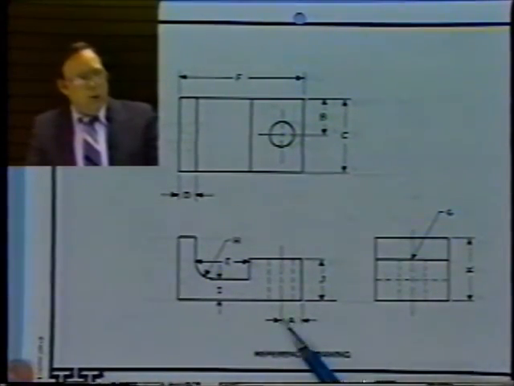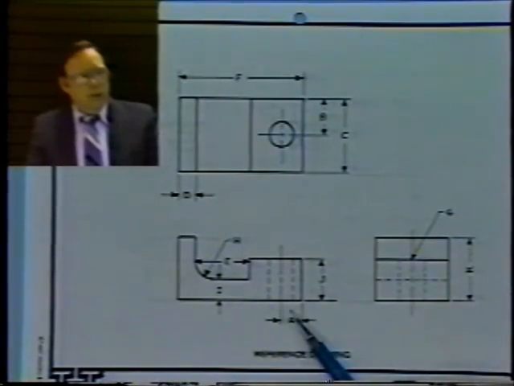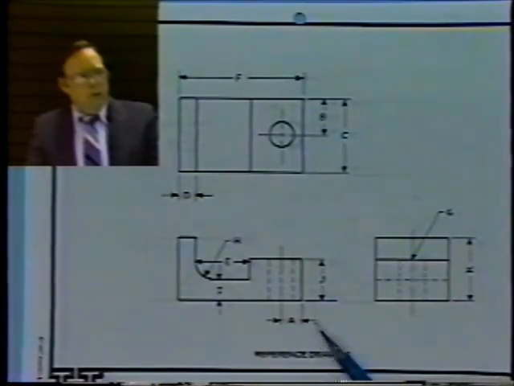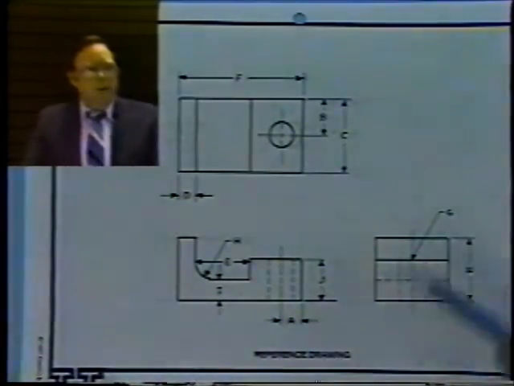It's locating that hole. Wait a minute, that's a hidden view of the hole. That's not very descriptive. Doesn't even look like a hole there. Dimension A, if you're going to put it in the most descriptive view of the feature being dimensioned, belongs in the top view. What about dimension B?